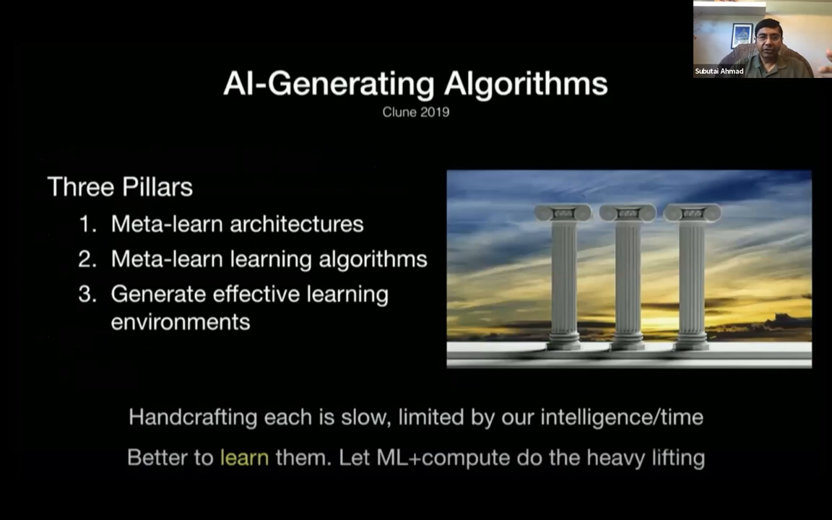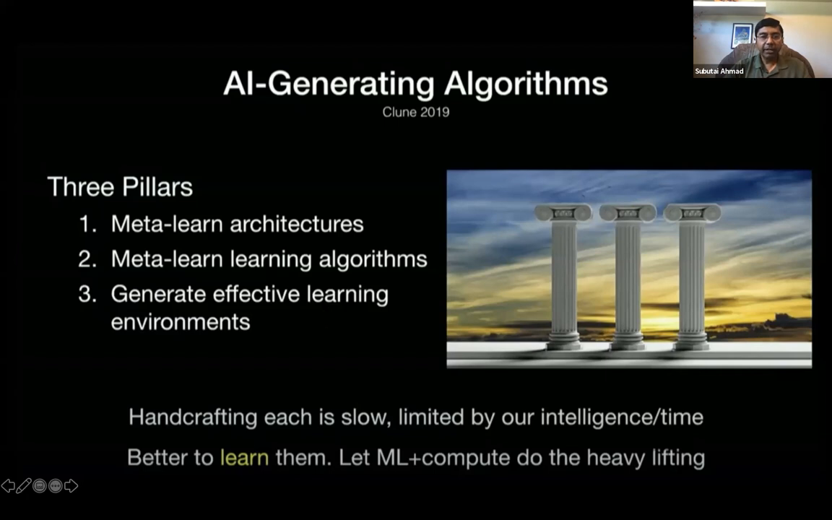And so he's proposing three pillars that we need. The first one is to meta learn the architectures. That's fairly well known in the literature, I believe. I'm not as familiar with all of these, and Lucas, you might be a lot more familiar with some of them. The second thing is where you meta learn the learning algorithms themselves. I'll give you an example of that in a second that's very relevant to us. And the third one is you actually generate the learning environment itself. That is, the data sets and the benchmarks are also learned. And he has a couple of good examples of what that might look like as well.